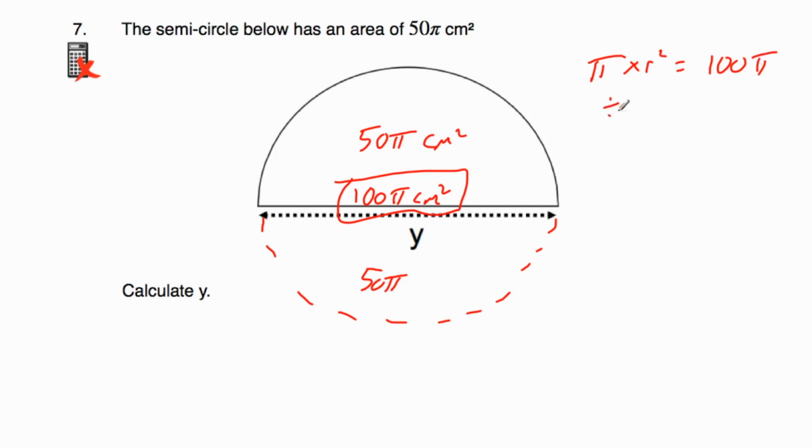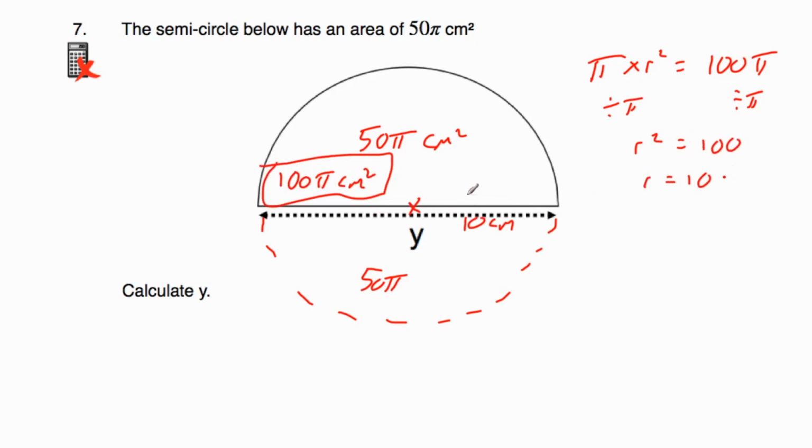Or alternatively, we could solve this equation, so we could divide by pi and divide by pi. We get the radius squared is equal to 100, and that means the radius would have to be equal to 10. So that means that the radius of the circle has to be 10 centimeters, from the center to the edge of the circle.